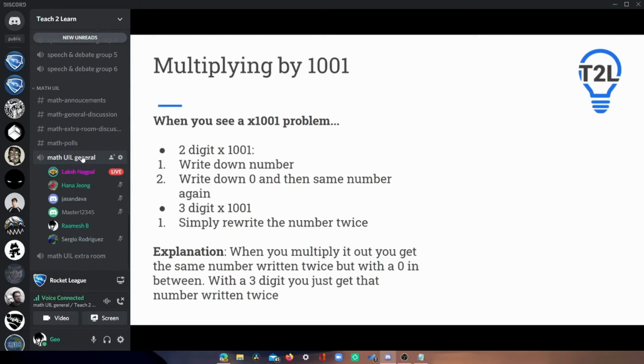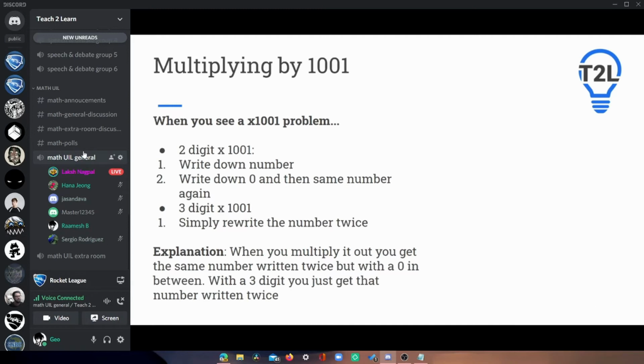So for example, if you were to multiply it all out, looking at a 2-digit times 1,001, then you would be left with AB, the number, a 0 in between, and then the same number again, AB.